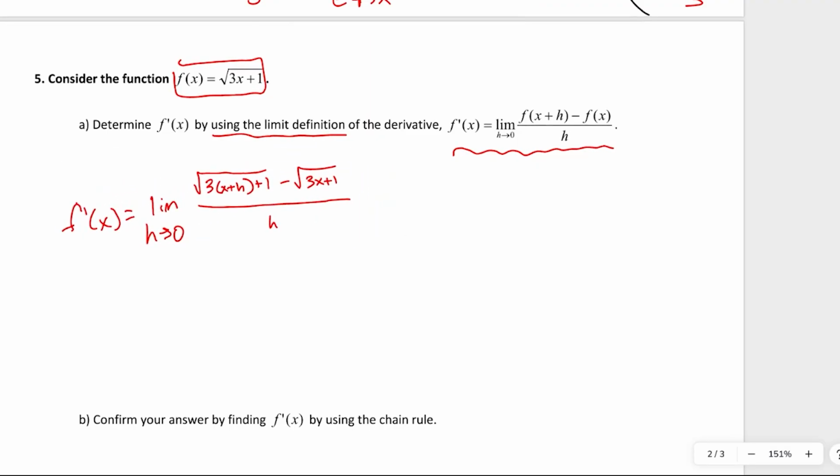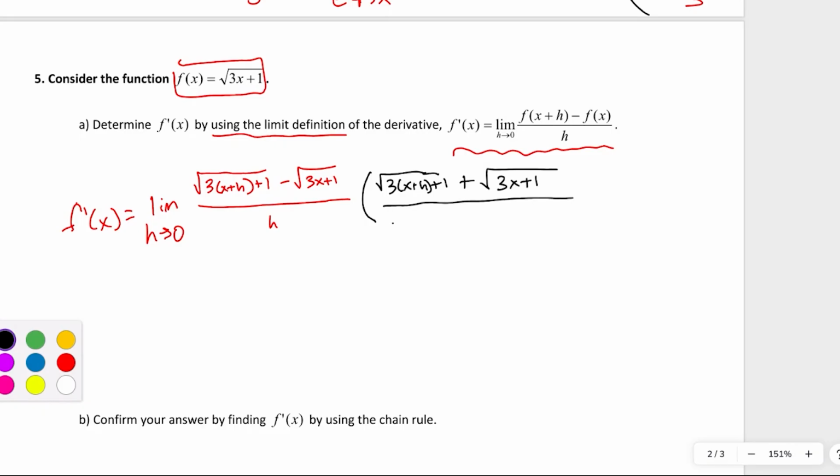And so to simplify any of these functions that have a square root, we're going to multiply both the numerator and the denominator by the conjugate of the numerator. So we're going to multiply the top and the bottom both by root 3 times x plus h plus 1 plus root 3x plus 1. I'll have to do that both in the top and the bottom.